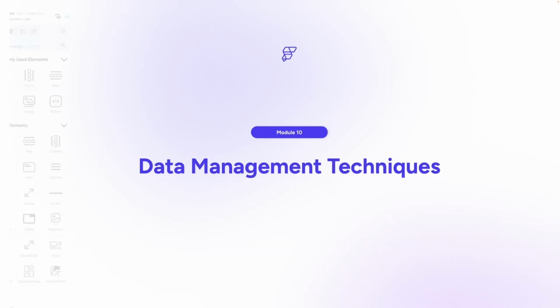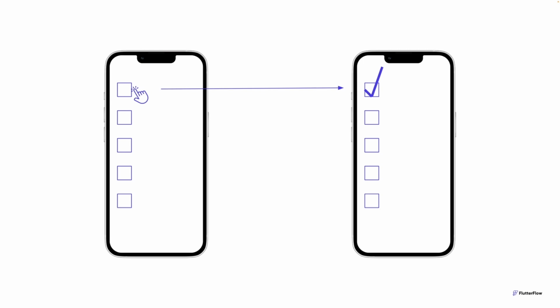Understanding and managing data is essential for building any application. In earlier modules, such as Module 2 and 3, we briefly discussed the fundamentals of state management and variables in app development. However, we will go deeper to learn more in this module.